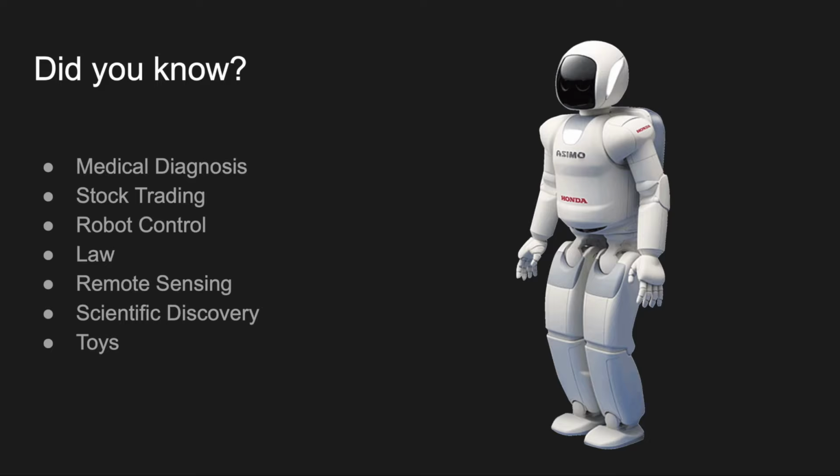So did you know that you can actually see AI in several uses? Whether it's medical diagnosis, stock trading, robotic control, law, remote sensing, scientific discovery, and including some toys, they actually use AI, right? So if you buy some of those Lego kits with augmented reality built into it, that is AI. Augmented reality is some degree of AI. Being able to render an image in the real world in front of us is some degree of AI, right?